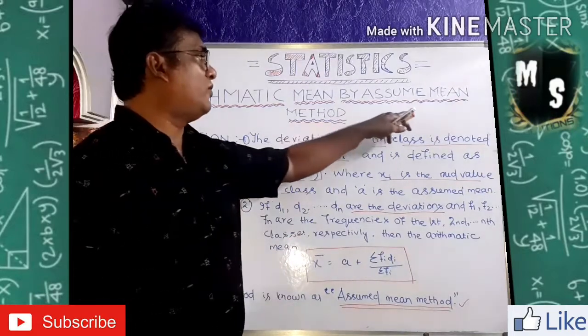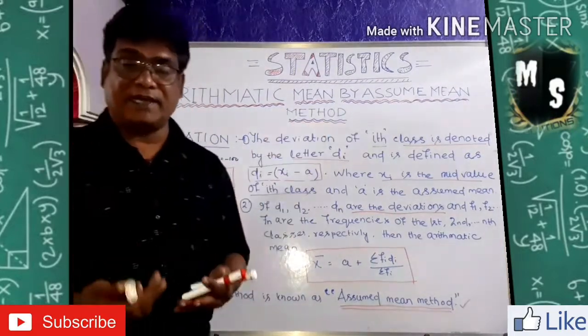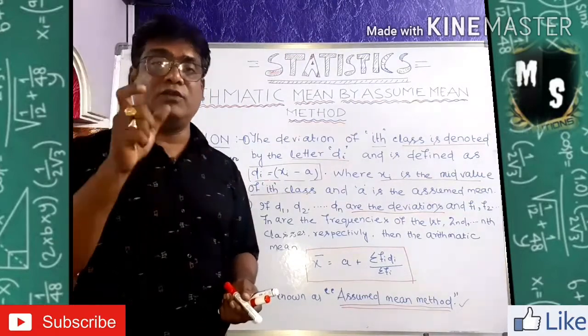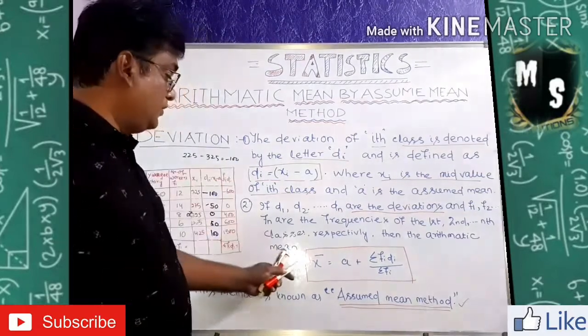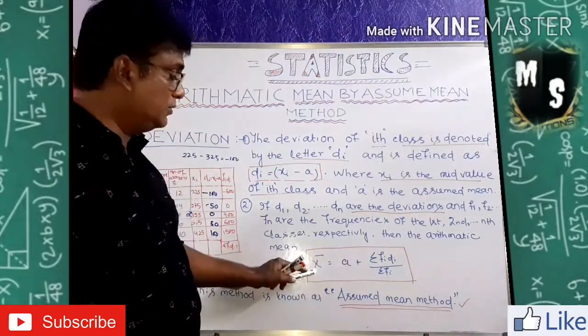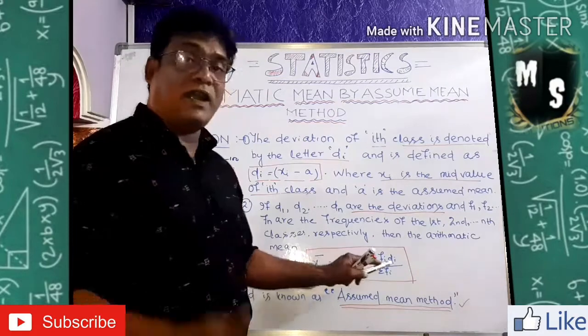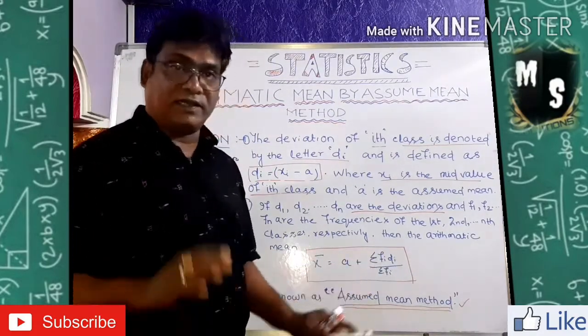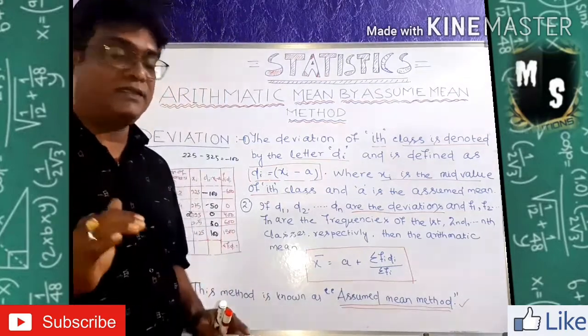This is the formula for the assumed mean method. In the exam, they will ask you, please find the mean by the assumed mean method. Then this is the formula you are going to adopt. What is the formula? x mean is equal to A plus sigma fi di by sigma fi.